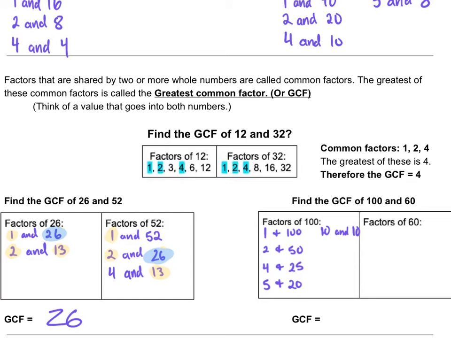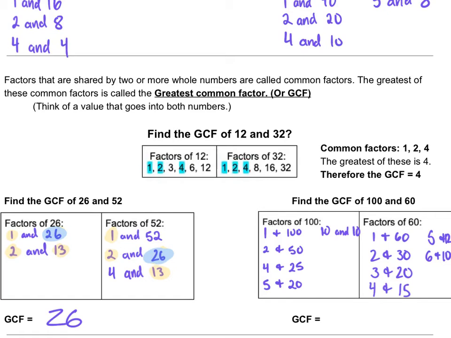So factors of 60, I have 1 and 60, 2 and 30, 3 and 20, 4 and 15, what is that, 5 and 12, and then 6 and 10. 7 doesn't go into 60, 8 doesn't go into 60, 9 doesn't go into 60, and 10 we've already counted, so we know we have all of our factors.